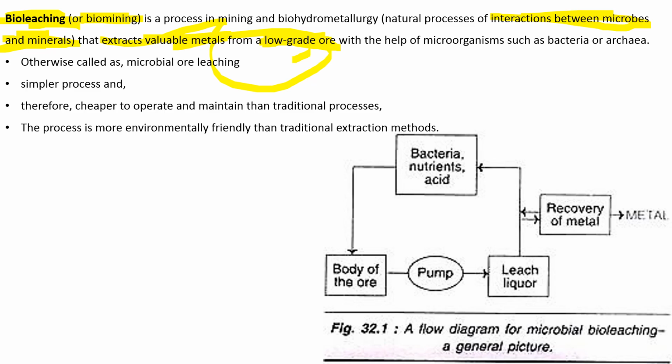So what is the setup? So you have the body of the ore, we add in bacteria along with the liquid medium and the substrates. This attaches and binds itself to the metals, and it is pumped out. And what we call a leach liquor, and from this leach liquor, the valuable metal extracted from the low grade ore is recovered. Now that process is called biorecovery, which is again a very extensive topic. So we recover the metal from a low grade ore. So that is bioleaching or biomining.